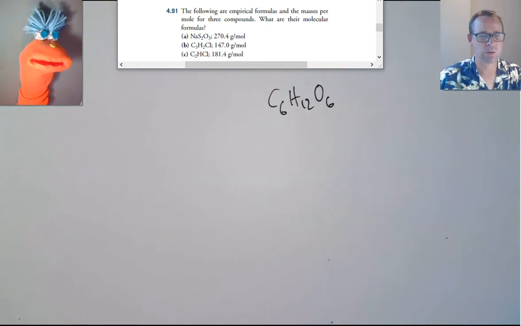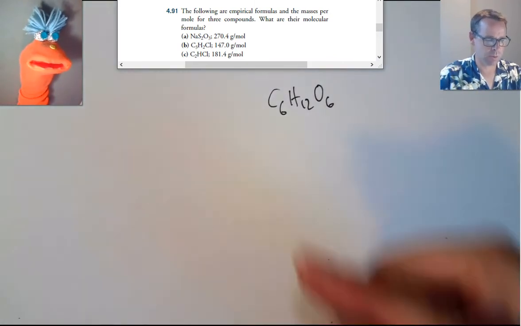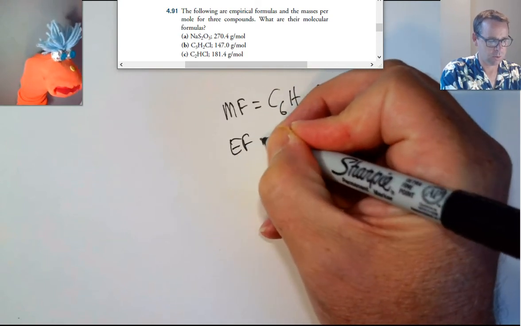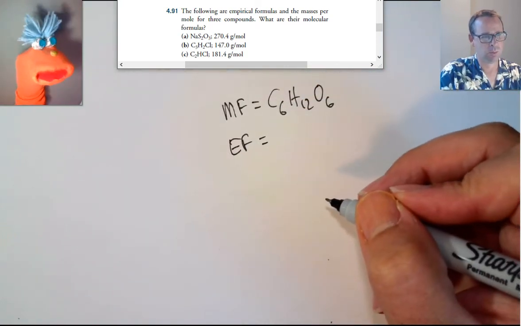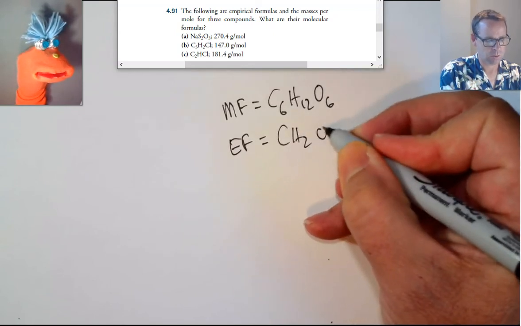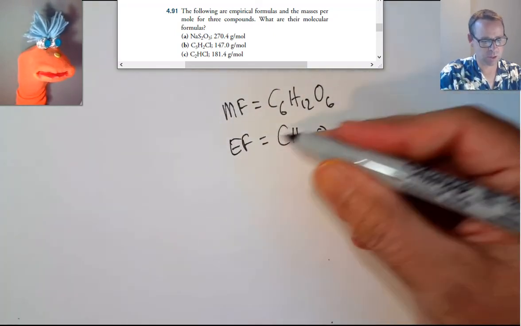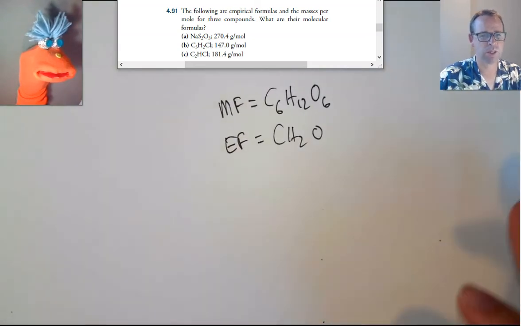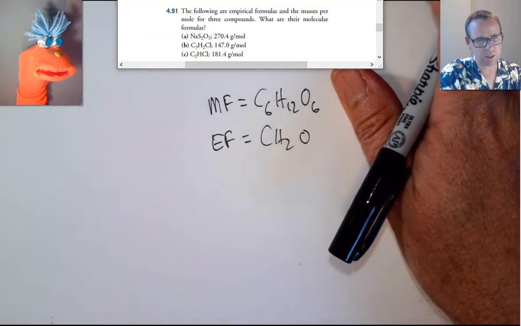C6H12O6, that's glucose. If this is the molecular formula, can you tell me the empirical formula? Divide them all by 6. CH2O? That's right. So that's the simplest whole number ratio. That's the empirical formula. You can see also that there's a relationship between the empirical formula and the molecular formula.